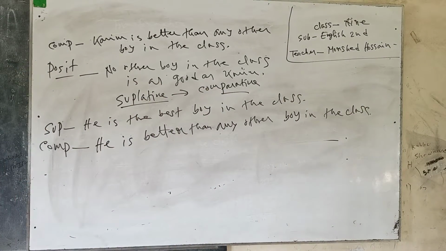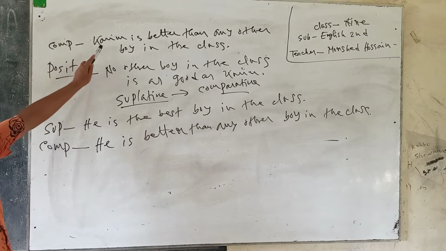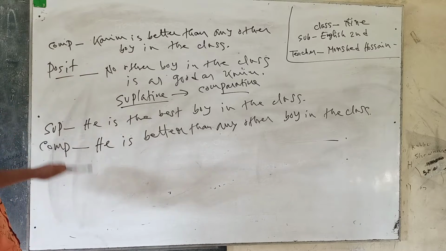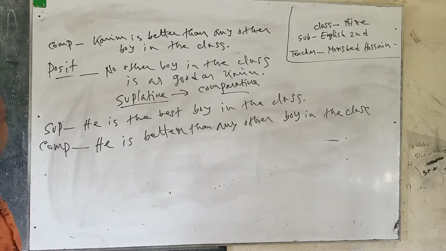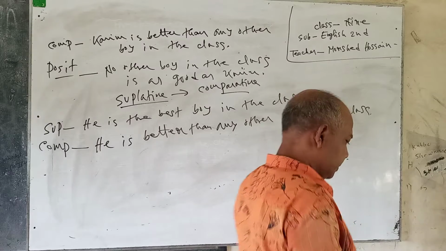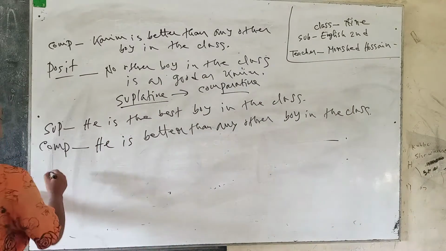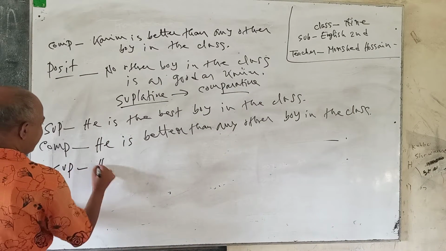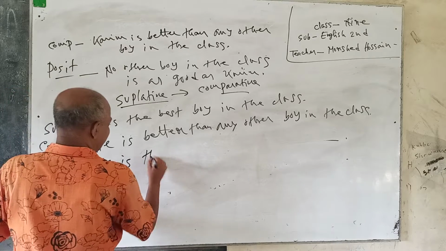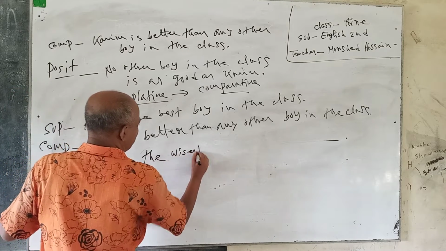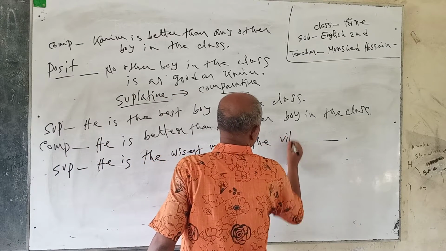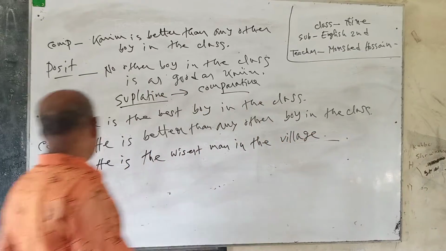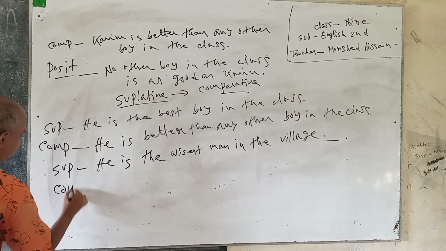Learners, we have discussed comparative to positive, and now superlative form to comparative form. Another one we are going to discuss is the superlative form: he is the wisest man in the village. This one is superlative. We shall change it into comparative form.